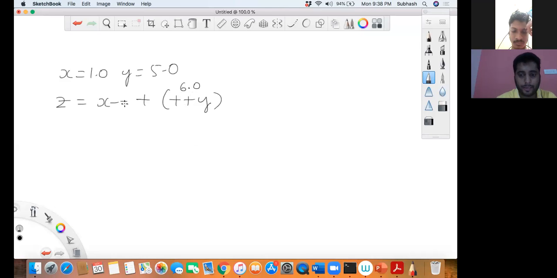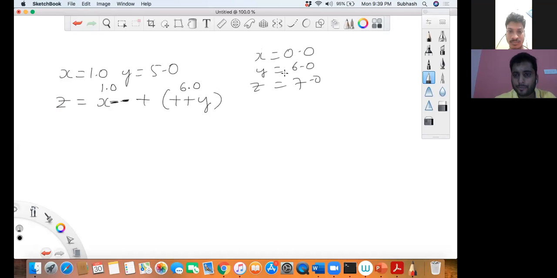Okay, then we'll come to this. Now it is post decrement, correct? First I'll take the value of X and then only decrement X. What is the value of X? 1.0, correct? Then I decrement the X value, and X becomes 0.0. But the Z value has to be evaluated now. For that, I have to add these two: 1.0 and 6.0. So 1.0 plus 6.0 is 7.0. And Y is 6.0, since I incremented it here. Clear, sir. Thank you.